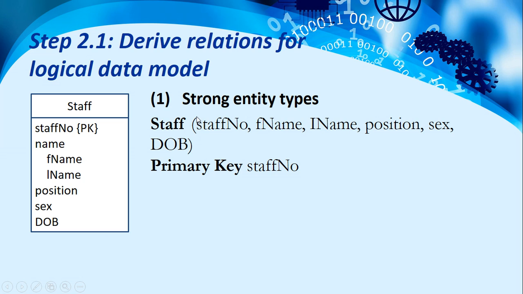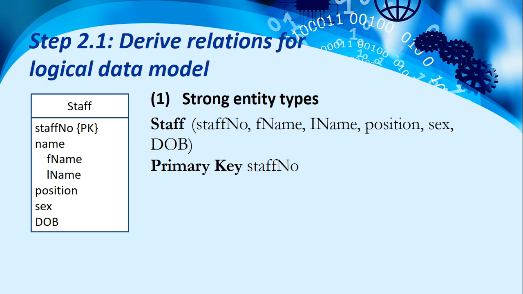And then you list down all its attributes: staff number, first name, last name, position, sex, and date of birth. Then you just enclose it in open and close parentheses. And if there's a primary key, PK stands for primary key, so you write it there: primary key, staff number. That's how simple it is. How are you going to derive relations from strong entity types.